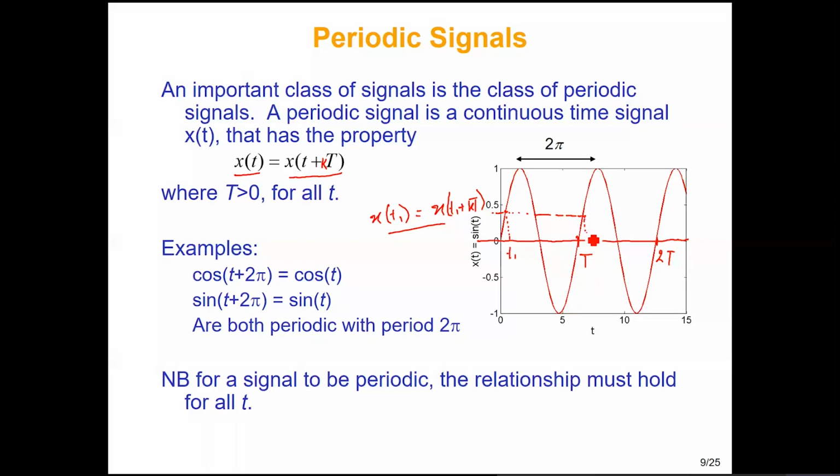So at T plus t1, the same value, and similarly 2T plus t1, the same value. So you'll end up getting the same values throughout. T plus t1, 2T plus t1. So that's the property of a periodic signal, that it just repeats itself after a particular time interval.